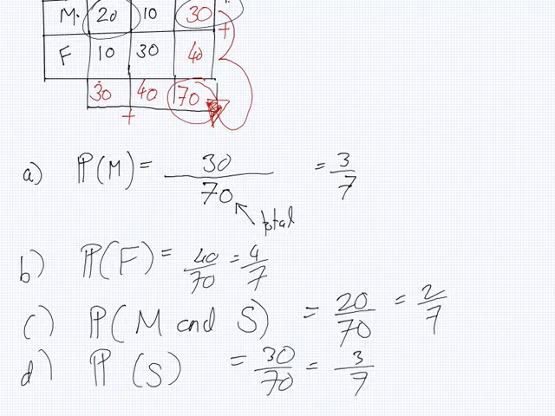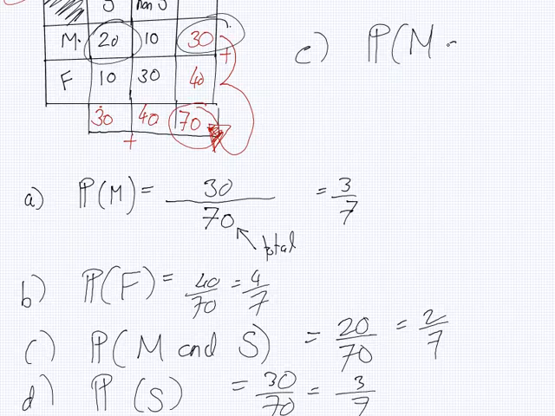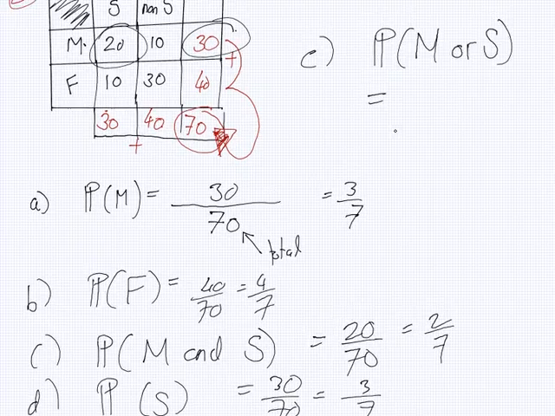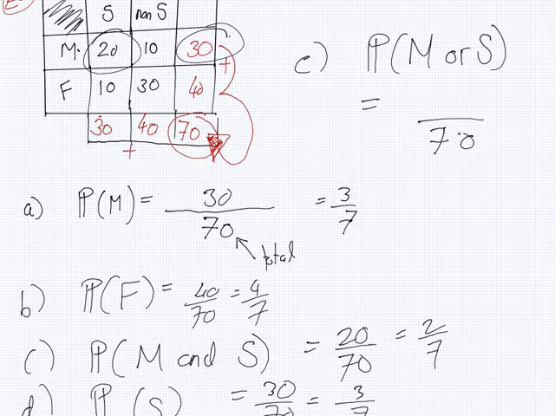See how we're using the table here? Let's do one more from here, and then another that's a little bit more difficult. Let's say probability of male or smoker. Well, it'll be over 70. But what would it be?